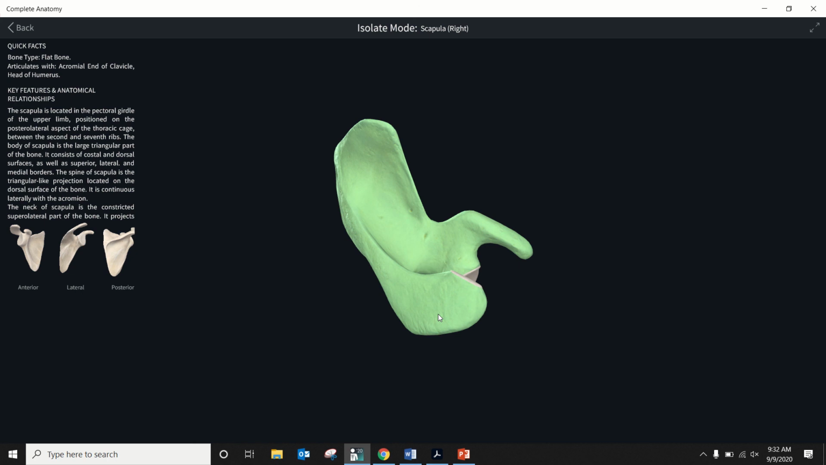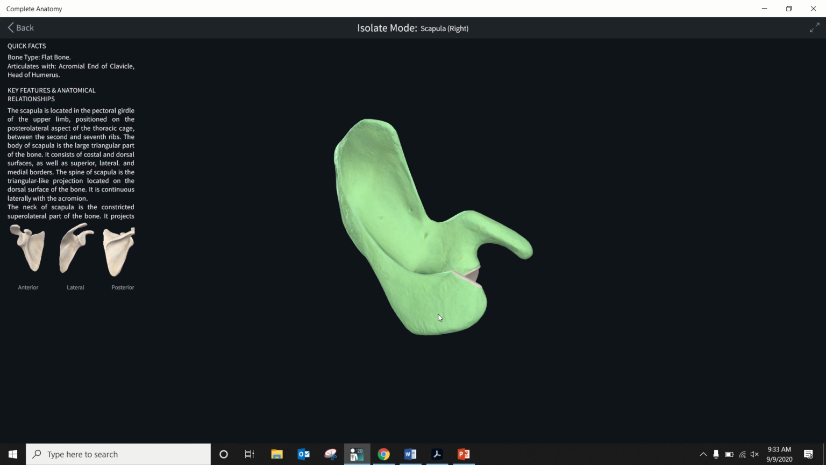Yep, so the coracoid is the smaller part that juts out, and the acromion is the bigger one. So this guy right here is the coracoid, and this tip of the shoulder is the acromion. Your acromion's up here, and my coracoid is up there. Yep, good question. Anything else?